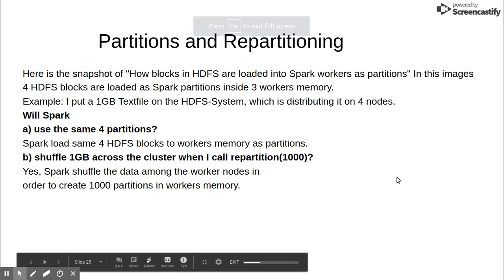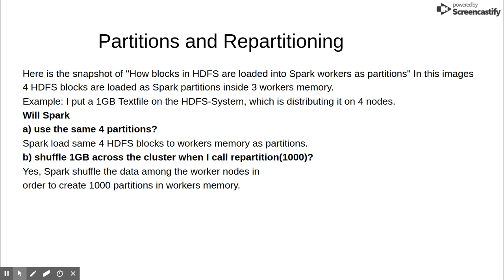So hello friends. Today I'm going to explain a very good example of partition and repartitioning. I have already discussed this example in my previous video, so let me do it again. There is a snapshot of how blocks in HDFS are loaded into Spark workers' partitions. The data is on HDFS, but how is it loaded onto the Spark workers?